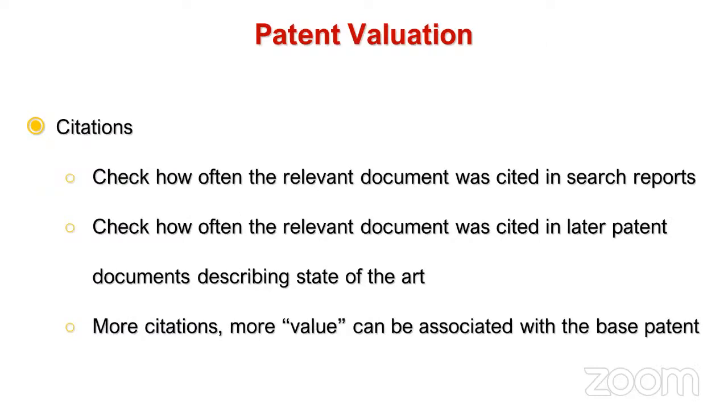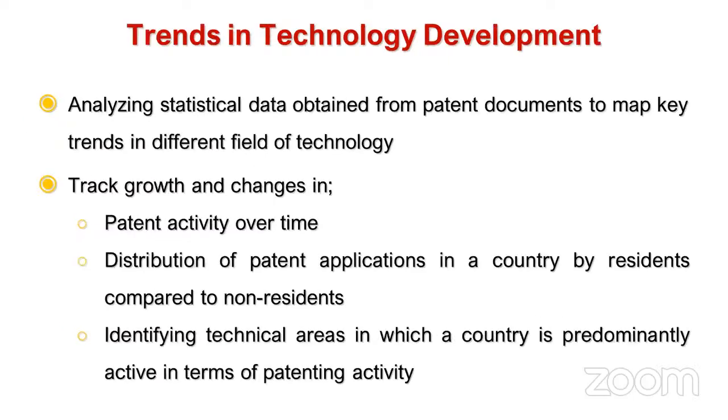Through patent searching, we know about patent valuations. Check how often our relevant documents were cited in the search report, and how often the relevant documents were cited in later patent documents. As we know, more citations mean more value for our products. So through patent searching, we know about trends in technology. Analyze the statistical data obtained from patent documents to map the key trends in different fields of technology. Through trend growth and changes, we know about patent activity over time, the distribution of patent applications in a country by residents compared to non-residents, and identify the technical areas in which a country is predominantly active in terms of patent activity.